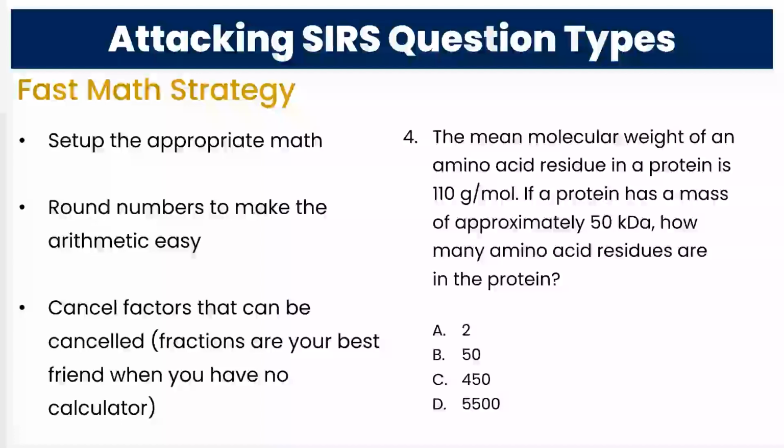So here's a question saying the mean molecular weight of an amino acid residue is 110 grams per mole. Protein has a mass of approximately 50 kilodaltons. How many amino acid residues are in the protein? So what is the mass of 50 kilodaltons? What is that in grams per mole? Remember, a dalton is equivalent to a gram per mole. So how many grams per mole is 50 kilodaltons?